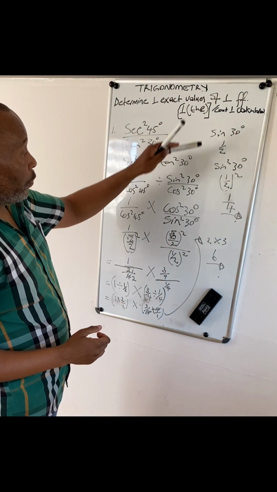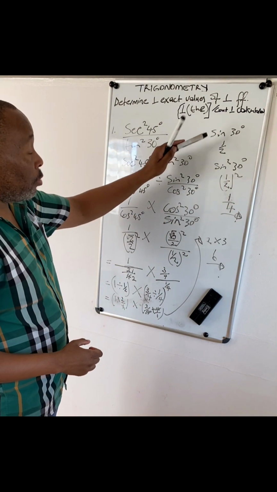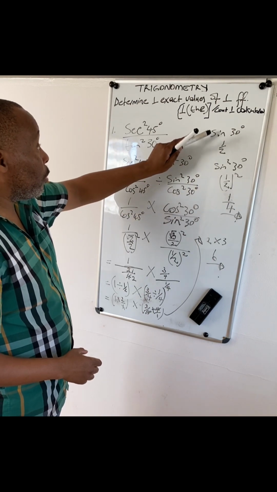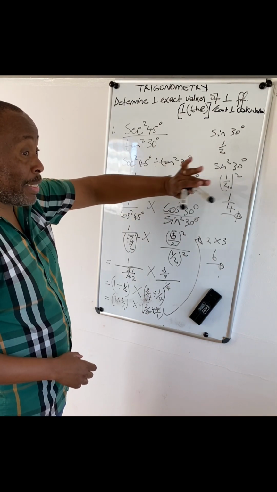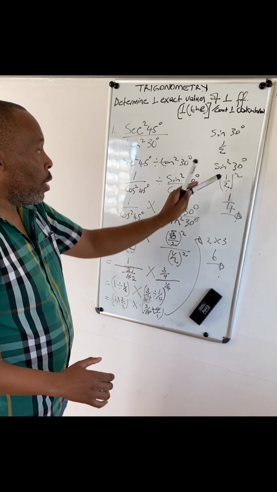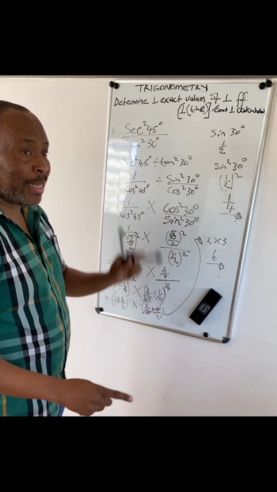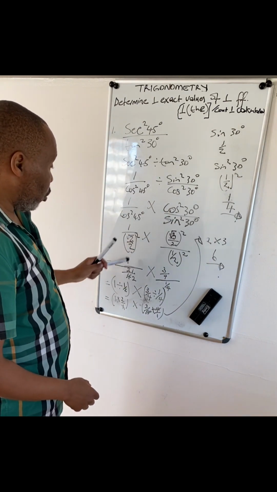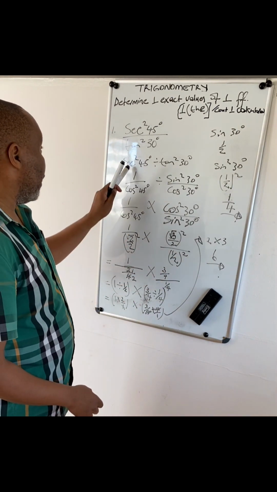Here it was half, here it's a quarter. Here sine was plain, sine 30, exact value. But here they tell you we square the value, and when we square the value, this is what we get. So that is why we got to here.